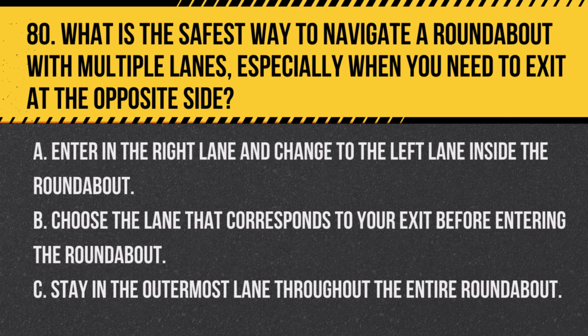Question 80. What is the safest way to navigate a roundabout with multiple lanes, especially when you need to exit at the opposite side? A. Enter in the right lane and change to the left lane inside the roundabout. B. Choose the lane that corresponds to your exit before entering the roundabout. C. Stay in the outermost lane throughout the entire roundabout. Answer. B. Choose the lane that corresponds to your exit before entering the roundabout. Proper lane selection is key to safely navigating roundabouts.